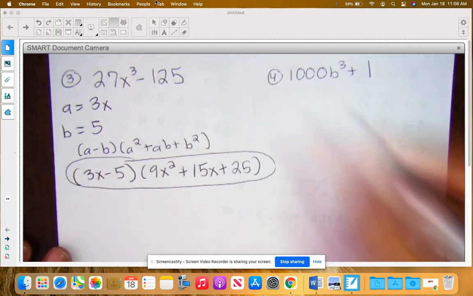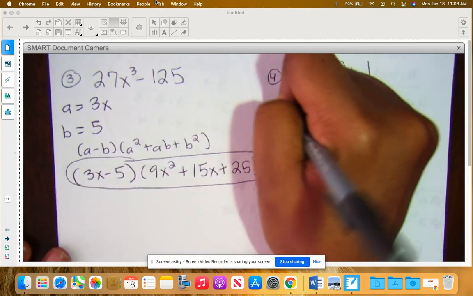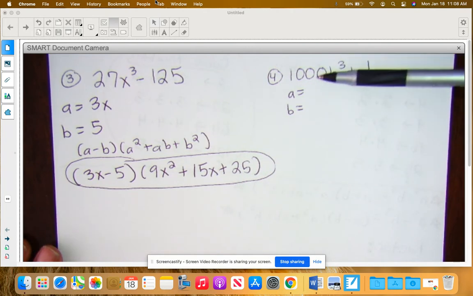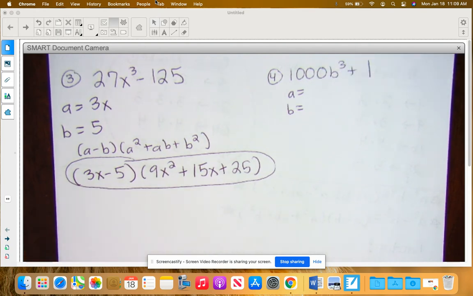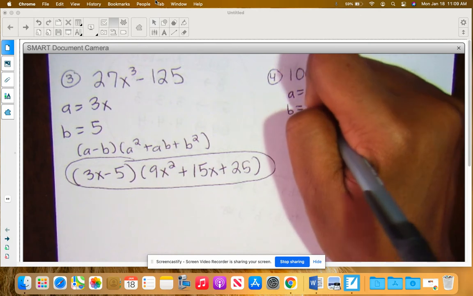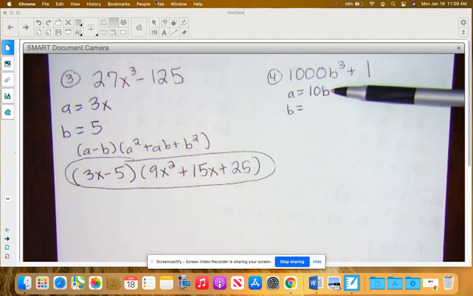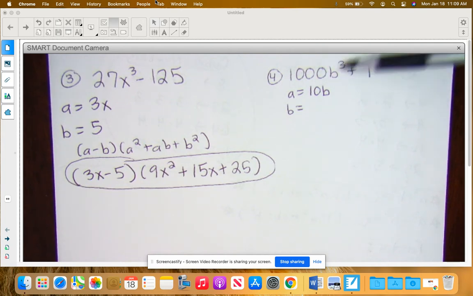Okay, number 4. I need to find the cube root of 1000b to the third. So something times something times something, the same number, has to give me 1000. That number is 10. And the cube root of b to the third is b. 10 times 10 times 10 is 1000. B times b times b is b to the third.